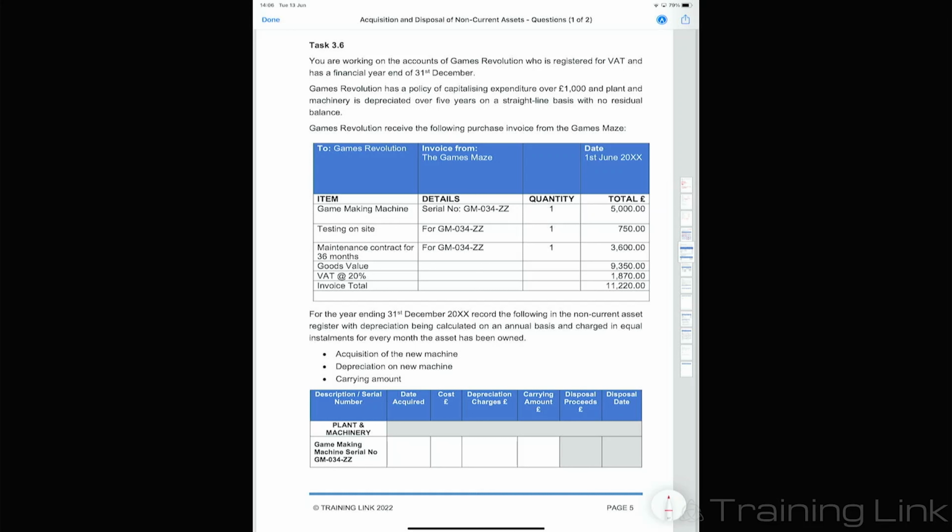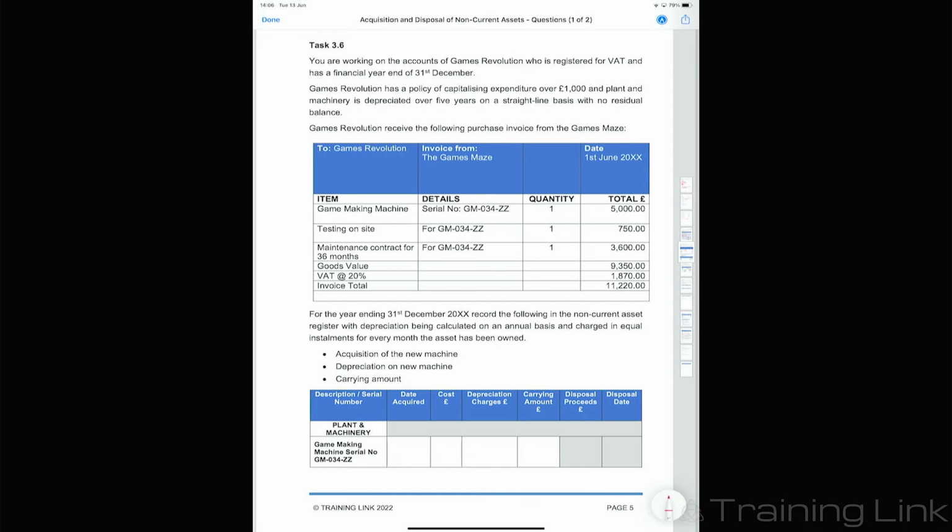Games Revolution received the following purchase invoice from the Games Maze. So on these items here, we've got a game making machine. Okay, we've got a serial number for that, so we've got a reference there, the quantity and the total amount of £5,000. We've then got testing on site for £750, and then we've got a maintenance contract for 36 months to the value of £3,600.